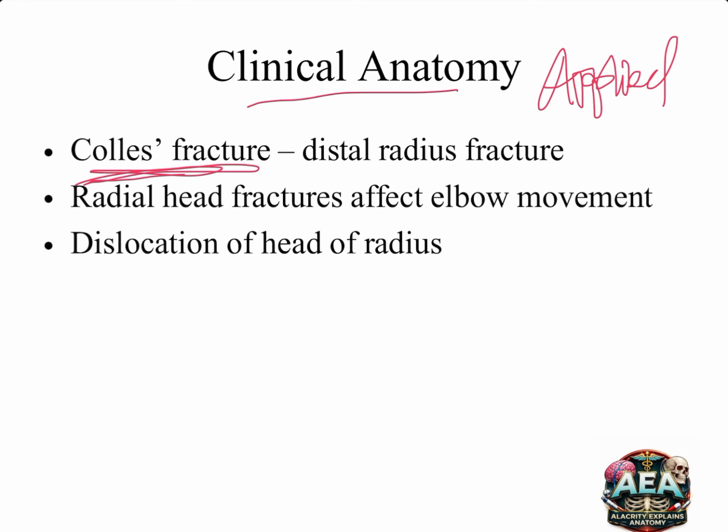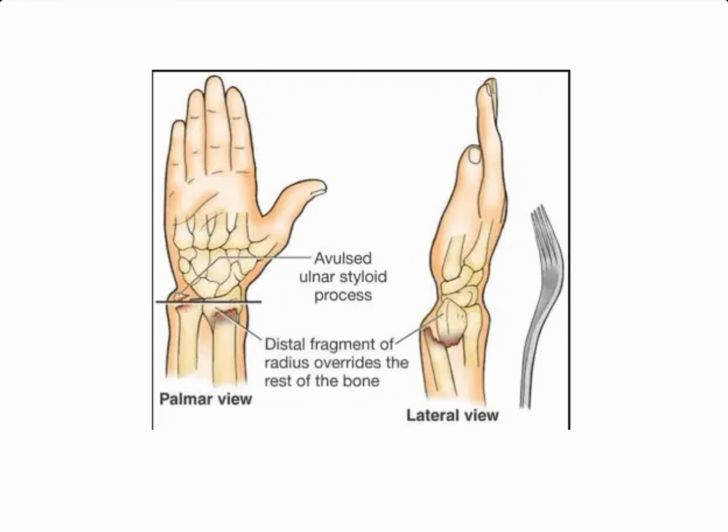Colles fracture. This is the most important applied anatomy of the radius. Colles fracture. The distal fracture of the radius is a fracture at the distal end of the radius, somewhere around here. In this distal end fracture, you see that the distal fragment of the radius overrides the rest of the bone. This is the distal fragment of the fracture, and this is the proximal fragment of the fracture. We call this fracture the Colles fracture. So there is displacement in this manner.